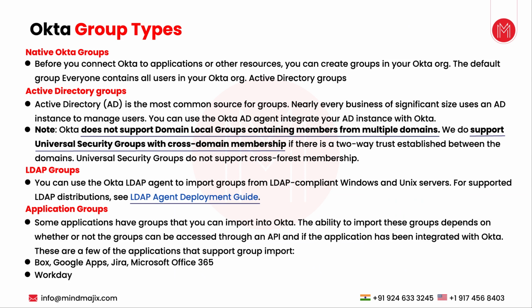Then you have AD groups. Any group coming from the directory, that's your AD group. Then you have LDAP groups, similar to the AD groups. And then you finally have the application groups. They are pretty much similar to what we just discussed for the users. The only difference is they were users and now they are going to be groups. So any group coming from Active Directory, they are your AD groups. Any group coming from your application, they are your app groups. Any group coming from your LDAP, that's your LDAP group. That's it.